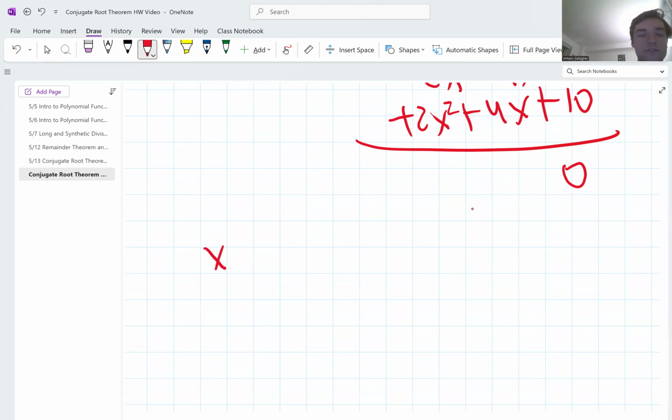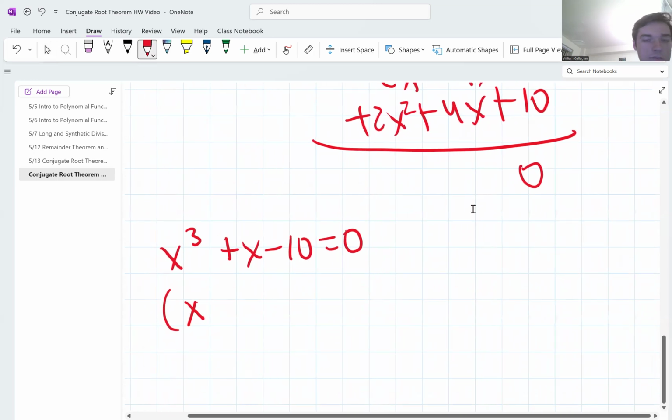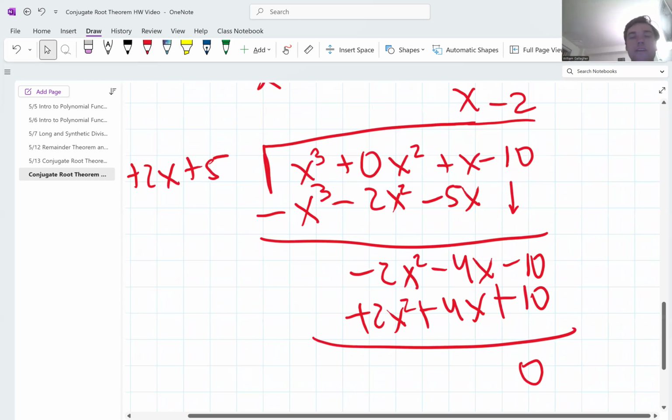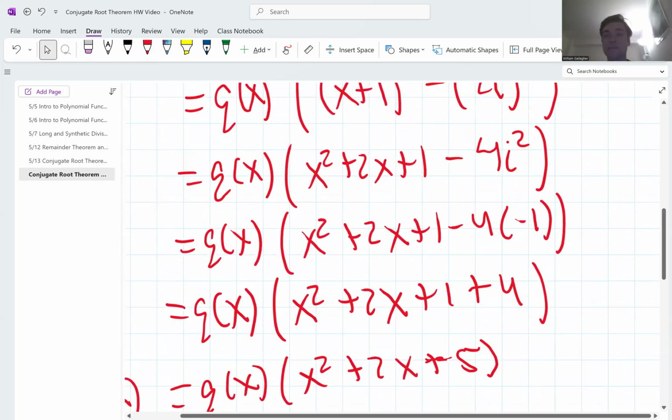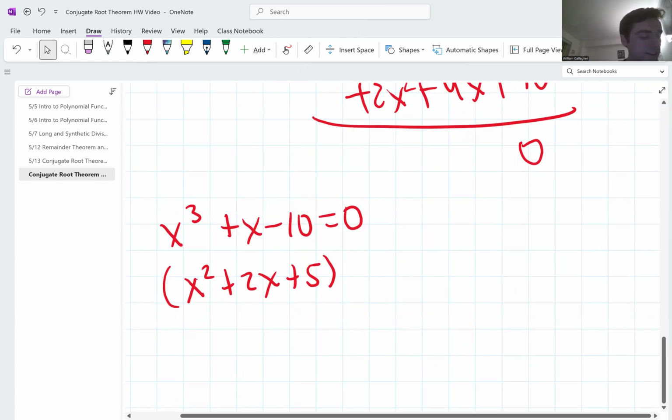But essentially what we want to do here is we have x cubed plus x minus 10 equals 0, right? This was the solution we were trying to solve. And we can now write it as x squared plus 2x plus 5, right? That was when we multiplied the polynomials together at the beginning. Okay, that's what we did up here. And now that mysterious q of x, we're going to call it, it turns out it's x minus 2.